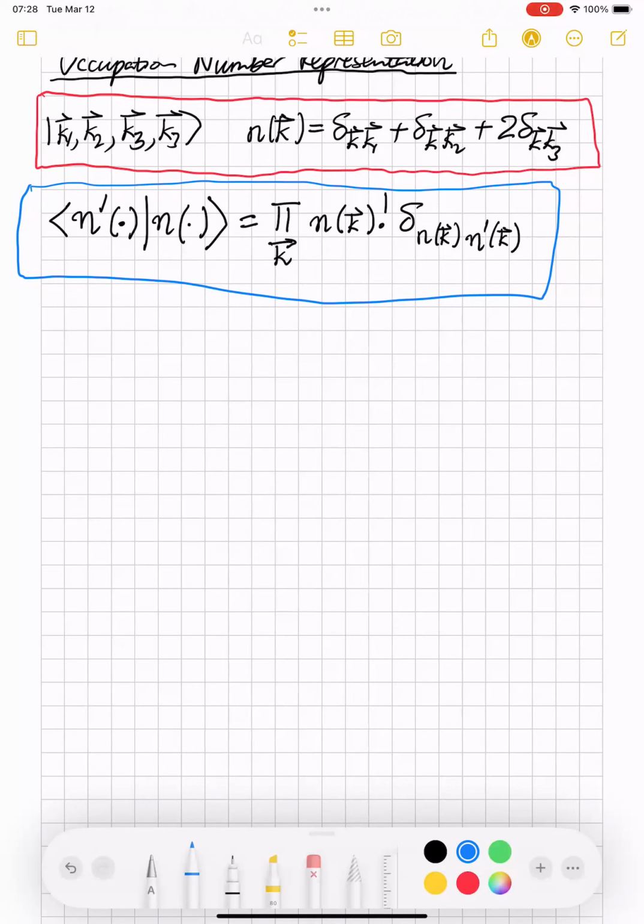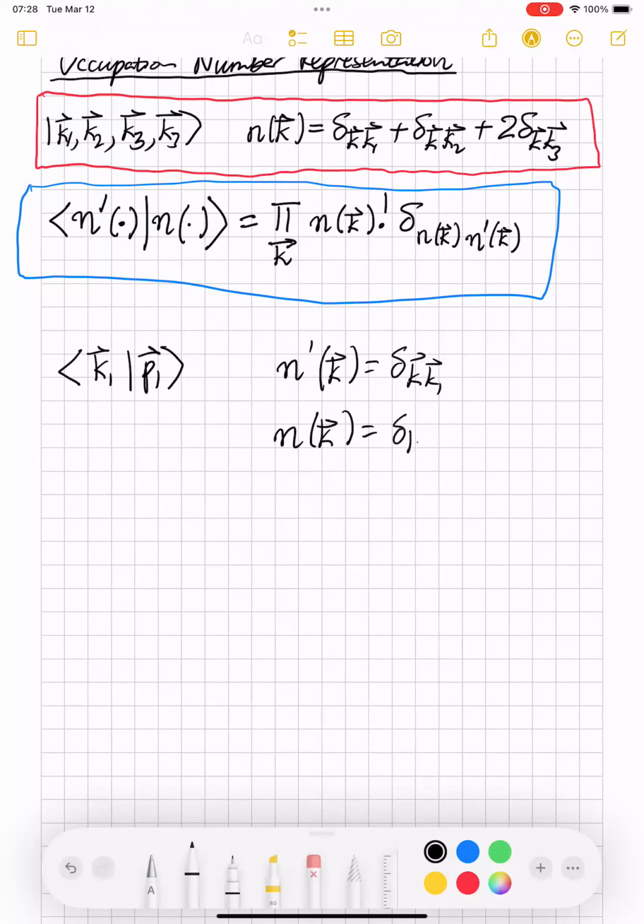Okay, I'm going to illustrate this formula to you by working out a few examples. So let's imagine that we had k1 and p1. So in this situation, if you were to read off what are the occupation number functions, we'd have delta k, k1. So that's easy to do. What's the occupation number for n primed? Well, this would be delta of k, p1.